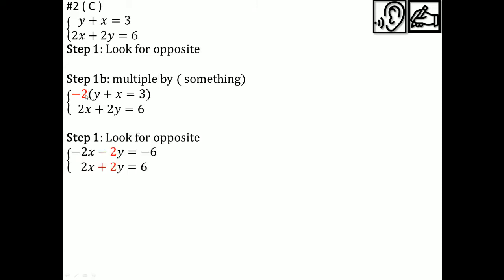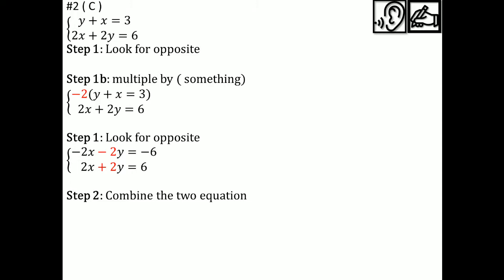Notice I rearranged this so the y's are on top of each other and the x's are on top of each other. The reason why I can move them is because of the commutative property, right? 3 plus 5 is the same thing as 5 plus 3. So that's the reason why I rearranged it. Now we look for the opposites. -2 is the opposite of +2. So I can move on to my second step.